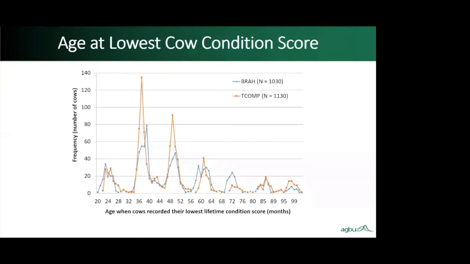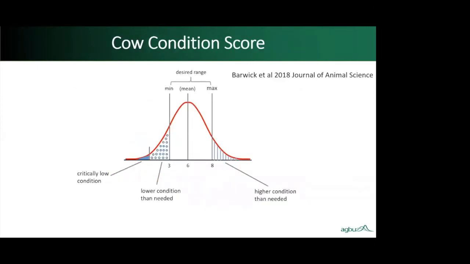In other research conducted by the Beef Cooperative Research Centre examining when during a cow's lifetime they achieved their lowest cow body condition score, they found that they tended to clump into these peaks. And these peaks are associated with the annual mating event in Northern Australia, and it was a consistent result for both Brahmans and tropical composites. To cater for this finding, we've included cow body condition score at mating as a breeding objective trait in BreedObject.